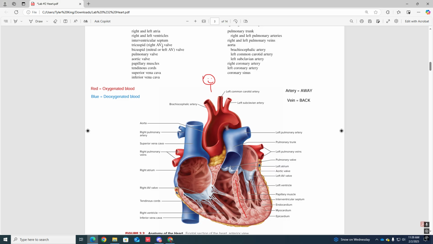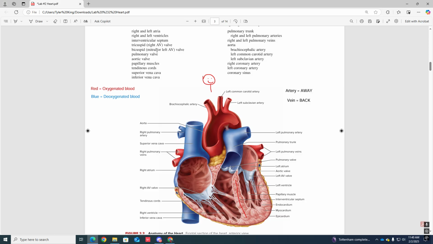Tricuspid, right AV valve. Tricuspid valve right here. Within the right side, it is tricuspid, meaning that there are 3 flaps. It's a little harder to see here because it's a model, but it is 3 flaps, which is why it's called the tricuspid valve. This valve prevents blood from being shunted back upwards into the atrium, because we don't want blood flowing backwards. We want blood to always be moving forwards, up into the pulmonary trunk from the right ventricle.